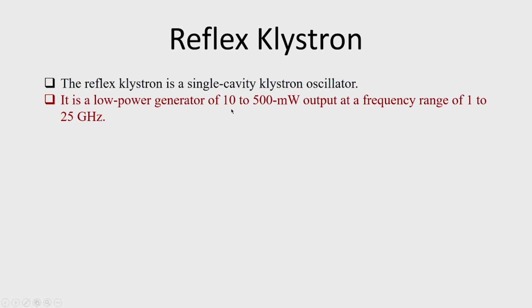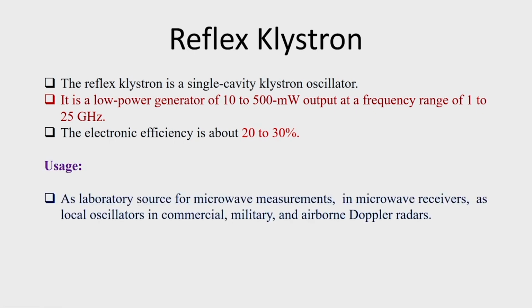The output is of the order of 10 to 500 milliwatt in the frequency range of 1 to 25 gigahertz, and its electronic efficiency is of the order of 20 to 30%. This device is extensively used as a laboratory source for microwave measurement, in microwave receivers, as well as local oscillators in commercial, military and airborne Doppler radars.